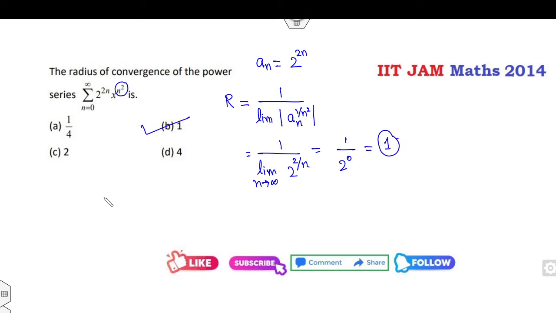Remember, students, if you use the formula with 1 over n, then your answer will be wrong. You can see that the limit of |a_n| raised to 1 over n is 2 raised to the power 2, that means 1 over 4. Then your answer will be 1 by 4. But the actual answer is 1 because of this n squared expression.